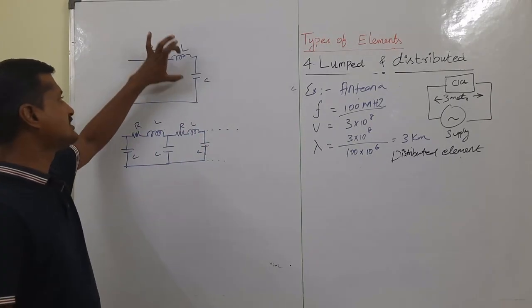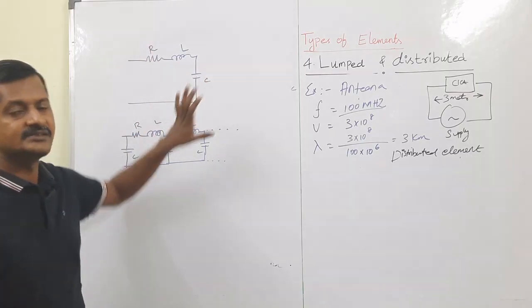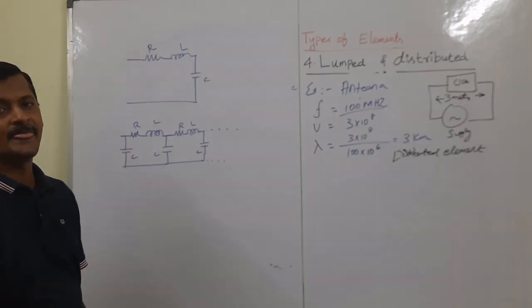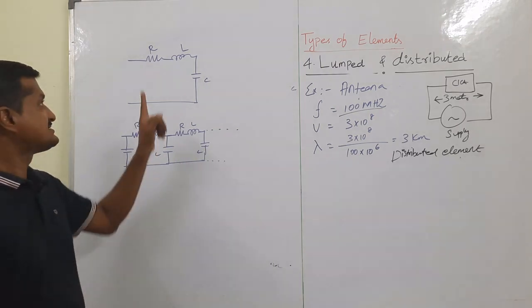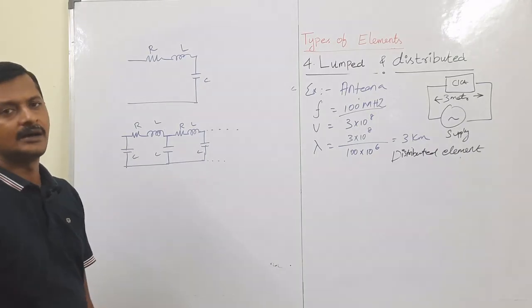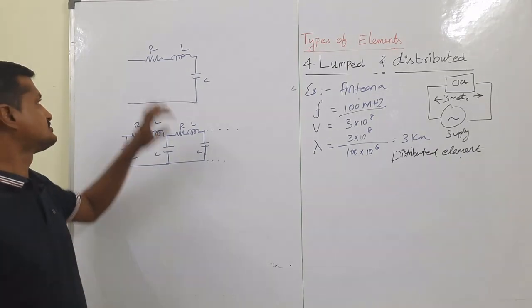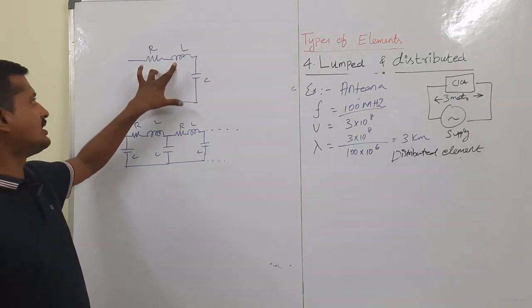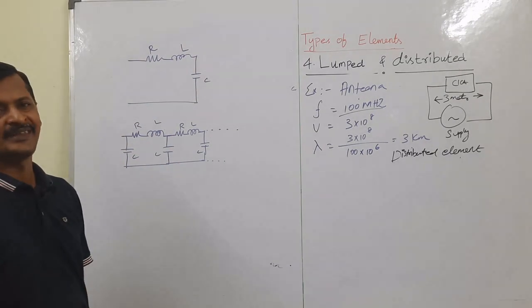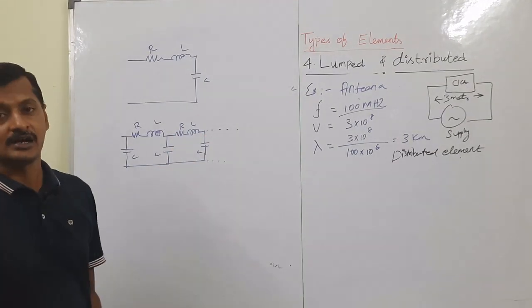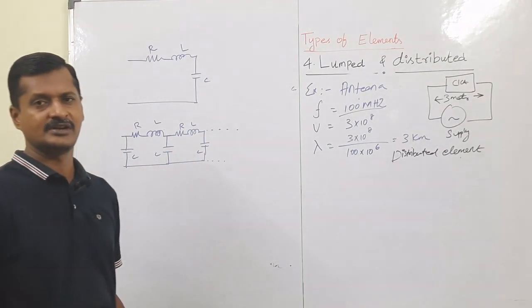If the resistance value, inductor value and capacitor value can be separated individually, that is called a lumped element. Separation of RLC is possible, that is called a lumped element, and that circuit is called a lumped circuit. So if separation of RLC is not possible, that is a distributed element.